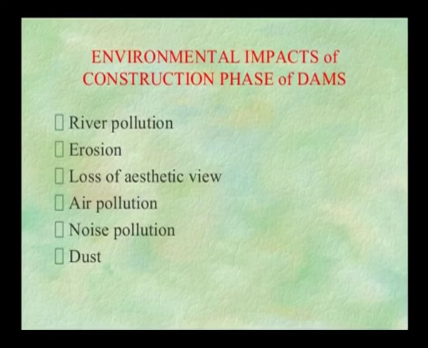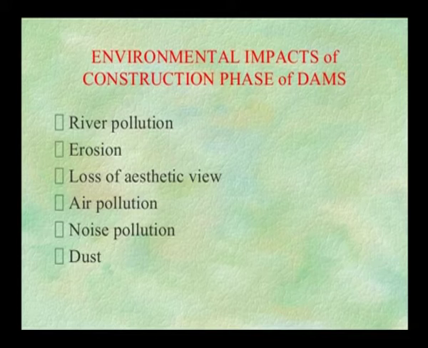Environmental impacts of dams: it can actually have major impacts like river pollution, erosion, loss of aesthetic views, air pollution, noise pollution and dust. Like we just mentioned, dams are usually built in the middle of forest reserves or near a river, at a place where the water is flooding an area, or a particular region is not getting adequate water for irrigation. So, when a dam is built across a river, a lot of problems do occur.